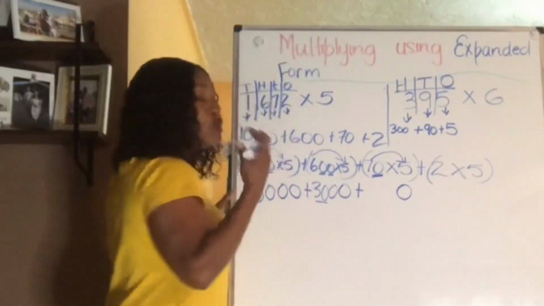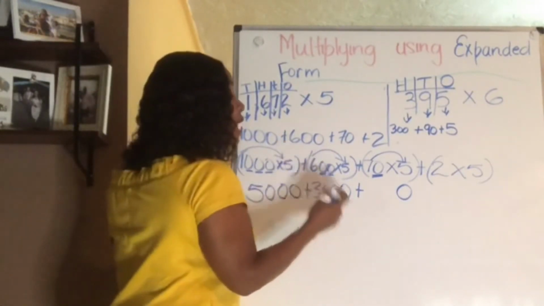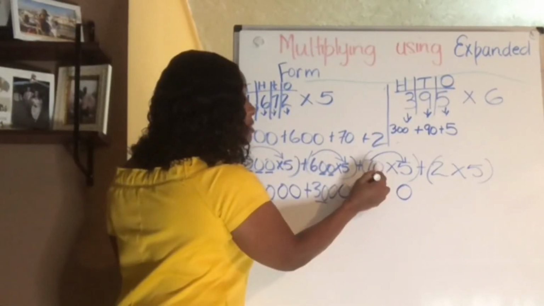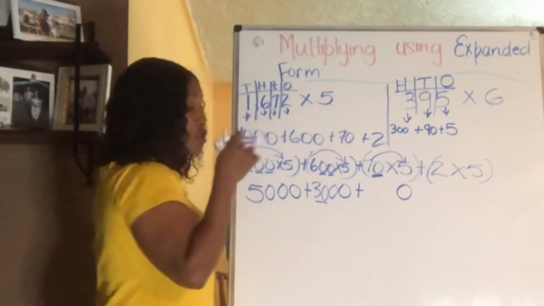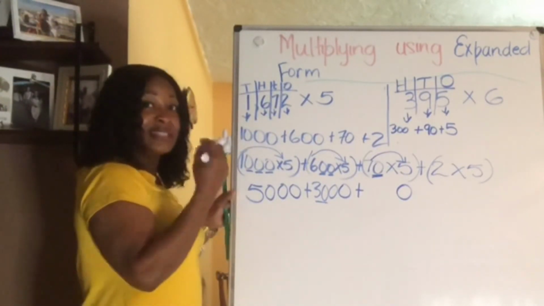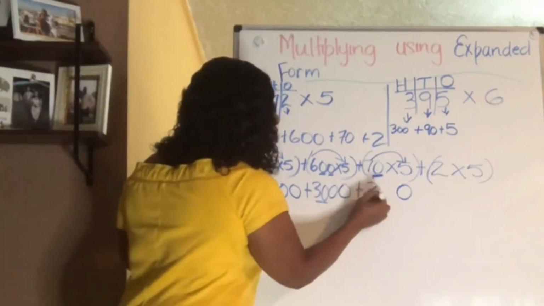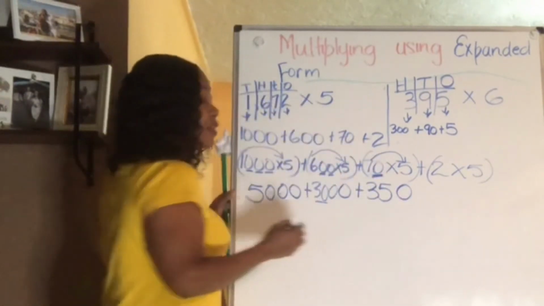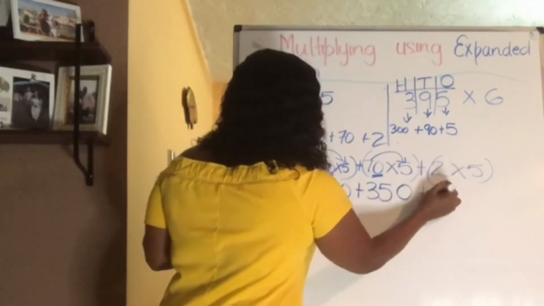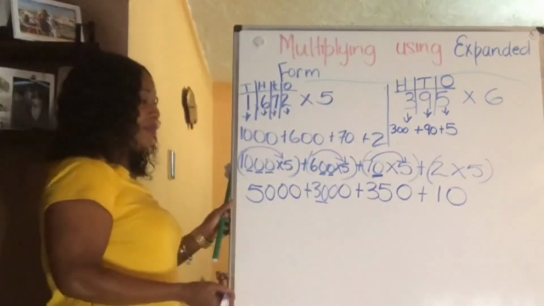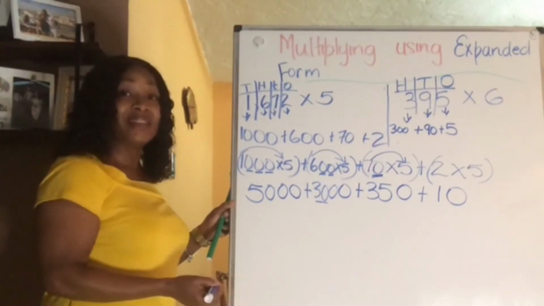Remember, if you don't know, you need to skip count 7 times by 5. So you're skip counting by 5, 7 times. That's going to give us 35. Plus 2 times 5 is 10. Now we're ready to add them up.